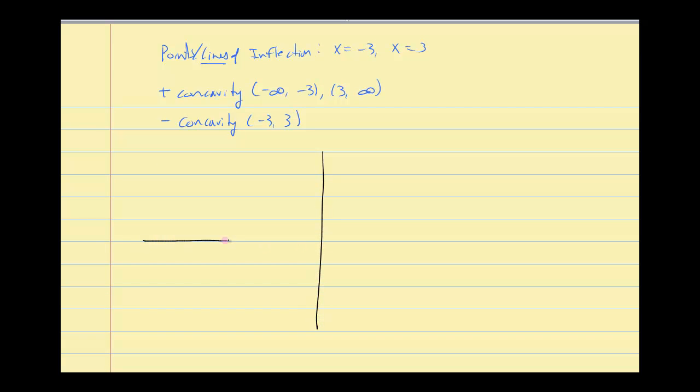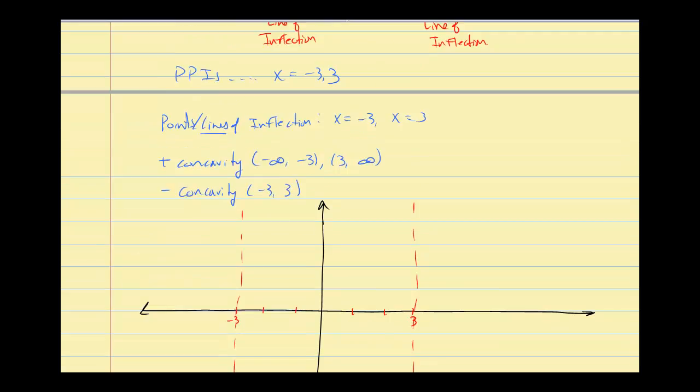Now, something important right off the bat is to get those vertical asymptotes in, because if you have asymptotic lines, that kind of helps show what is happening here. So here's my negative 3 vertical asymptote. Here's my positive 3 vertical asymptote. And let's see what else was going on here.